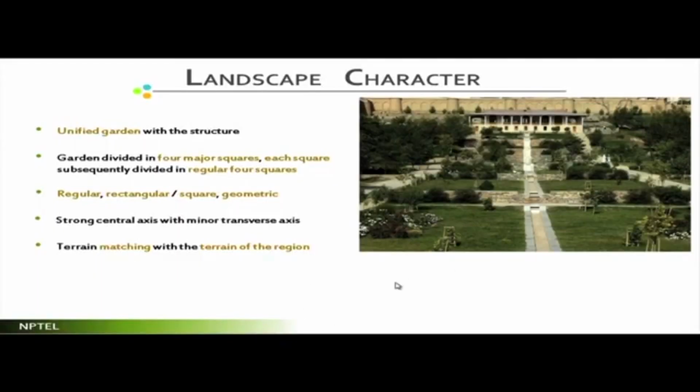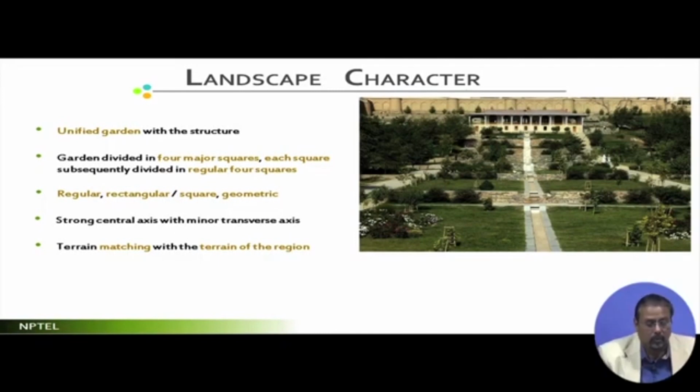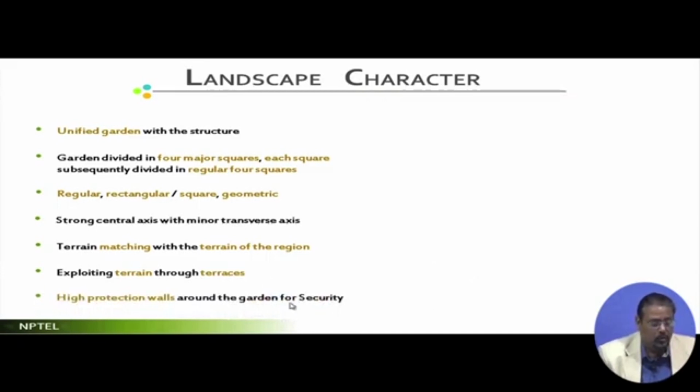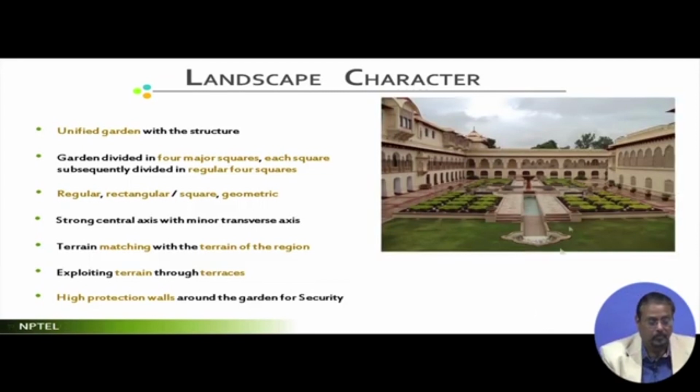In fact, in Nishad Bagh it is said that they have divided it into 12 such terraces, and each terrace is representing one of the zodiacs. That means the water and the garden are coming from one level to the next level to the next level, ultimately going to the Dal lake. So, this is how it is. This will give you an idea of how it is flowing from one point to another. Exploiting terrain through terraces. High protection walls around the garden for security and also for screening.